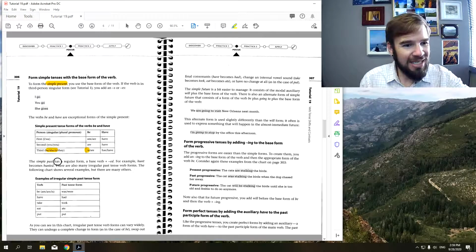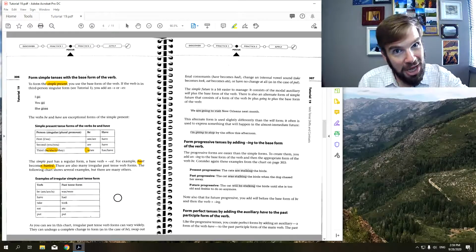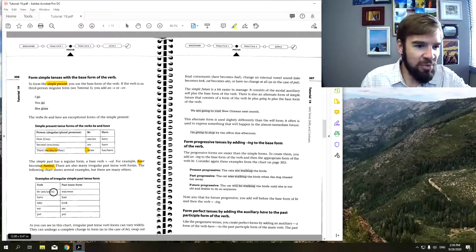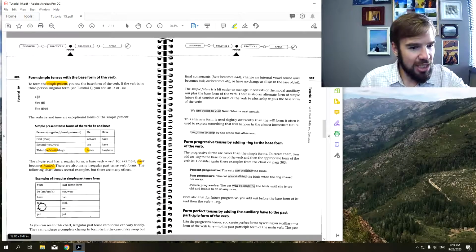So the simple past has a regular form, a base verb plus -ed. So for example, hunt becomes hunted. There are also many irregular past tense verb forms. The following chart shows several examples, but there are many, many more, and I know you already know that there are a lot of irregular simple past tense verbs in English. So the verb be becomes was or were, have becomes had, take, took, eat, ate, put.